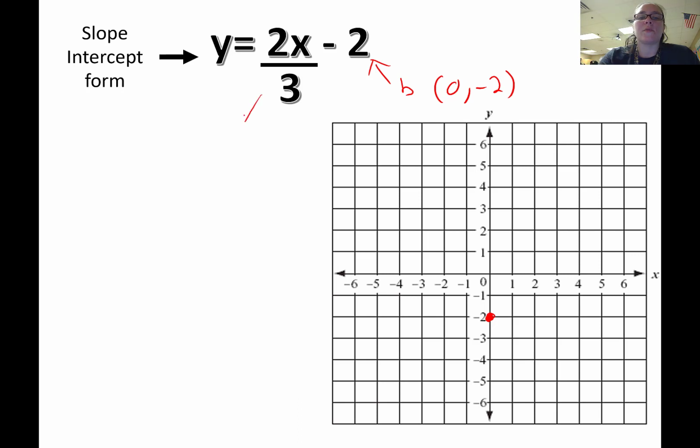And then I take my slope, which in this case is 2/3. So that tells me I'm going to rise 2 from my y-intercept, and I'm going to run 3. Rise 2, run 3, and again, I draw a couple points just so I have a nice line to work with. All right, so there, if we draw a line.